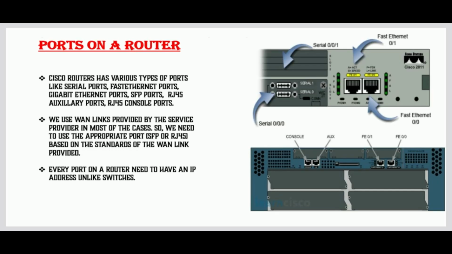Ports on a router. Cisco routers have various types of ports like serial ports, fast Ethernet ports, gigabit Ethernet ports, SFP ports, RJ45 auxiliary ports, RJ45 console ports. We use WAN links provided by the service provider in most of the cases. So, we need to use the appropriate port, SFP or RJ45, based on the standards of the WAN link provided. Every port on a router needs to have an IP address, unlike switches.